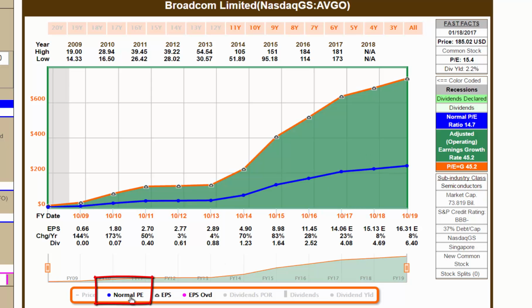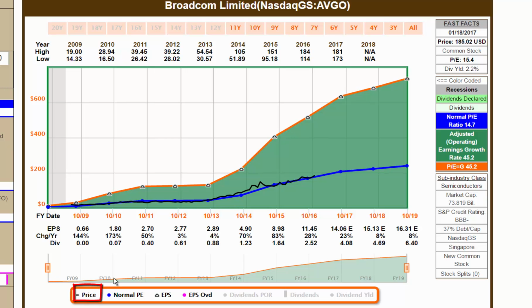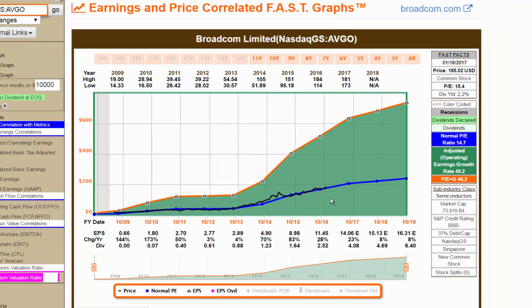So next I'm going to add the normal PE ratio calculation. And what you're going to see here with Broadcom Limited is that the normal PE ratio for this company has been around 14.7. I'll add monthly closing stock prices, and you'll see that the stock price has very closely tracked that normal PE ratio of somewhere between 14 and 16. I always like to think of these things in terms of a range. So from the standpoint of operating earnings, I consider this stock very attractively valued at this point.